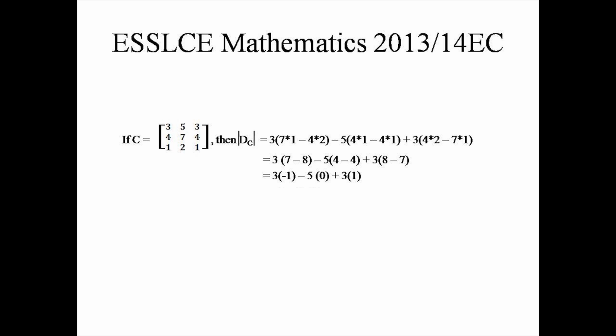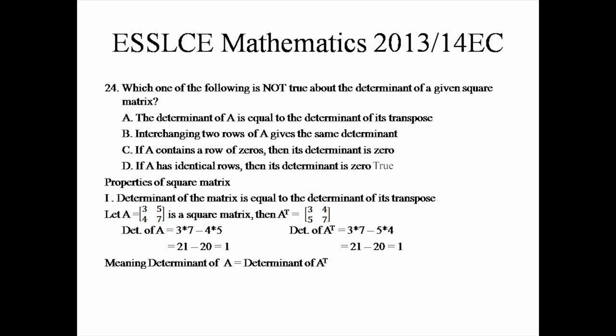Minus 5 times 4 times 1 is 4, minus 4 times 1 is 4. 4 minus 4 is 0, plus 3 times 4 times 2 is 8, minus 7 times 1 is 7. 8 minus 7 is 1. 3 times negative 1 is negative 3. Minus 5 times 0 is 0. Plus 3 times 1 is 3. Negative 3 plus 3 is 0. 0 minus 0 is 0. Thus choice D is also true.